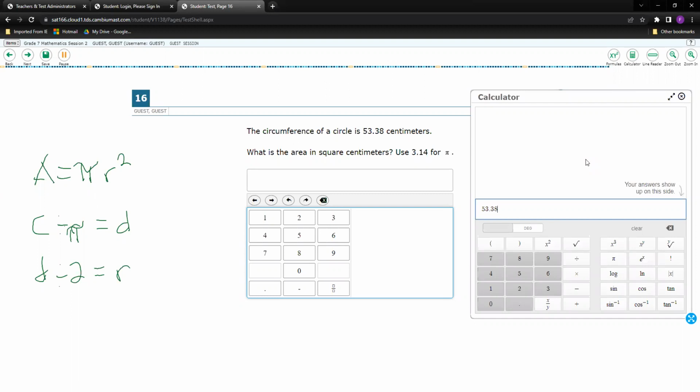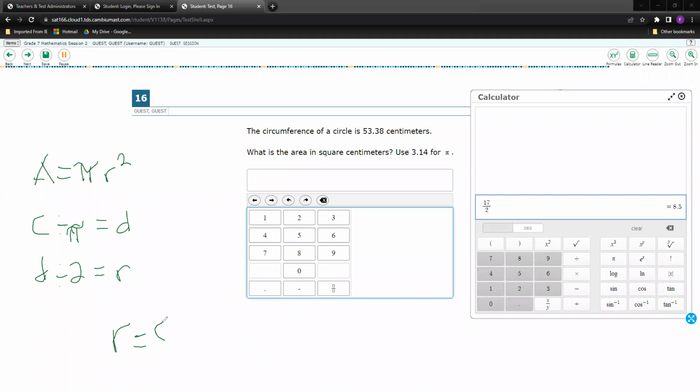53.38 divided by 3.14. We know we're doing things right when we get a whole number. 17 is the diameter. So diameter 17. Now let's divide 17 by 2 to get the radius. 8.5. So my radius is 8.5. I need to square that and multiply it times 3.14.